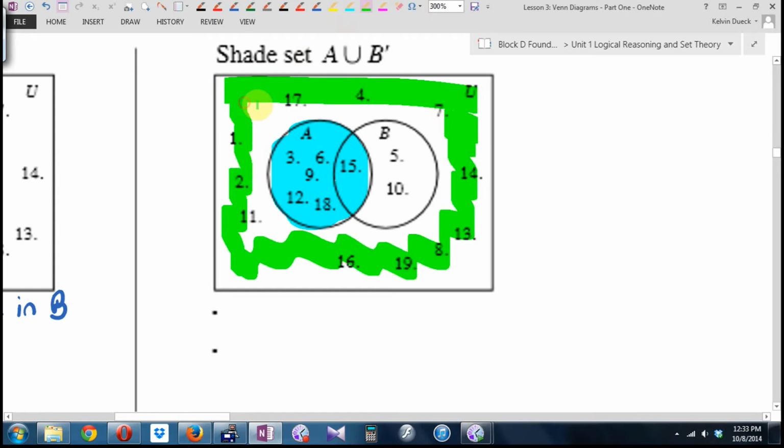Mr. Dueck, why'd you cover over the 15? The 15 is in B. It says combined with, or means one or the other or both. So look at the number 15. Is it not in B? No. But is it in A? Yes. So it satisfies union, because union or means one or the other or both. A or not in B. That's what that statement means in English.